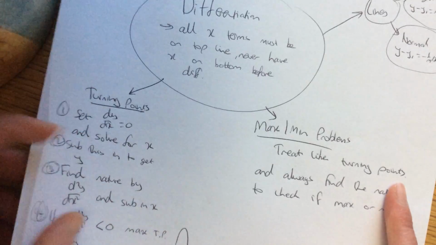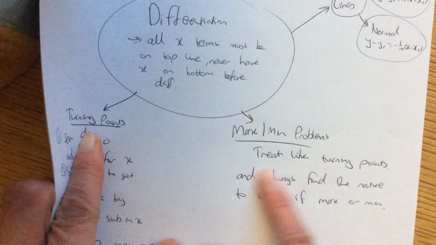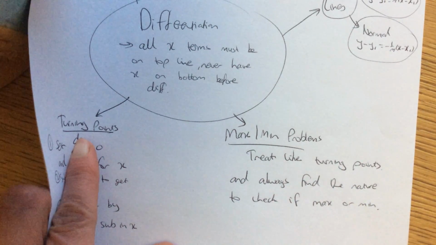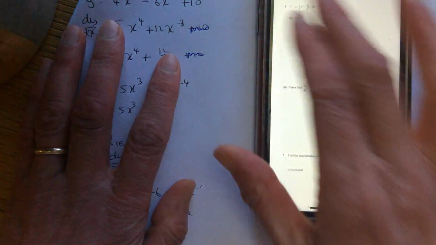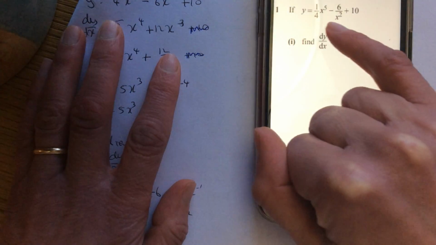You could also be asked to find max or min. You treat these like turning points and always find the nature to check if it's max or min. That's where most people will go wrong. Okay, so let's run through what we have. Question 1. Just check it there.